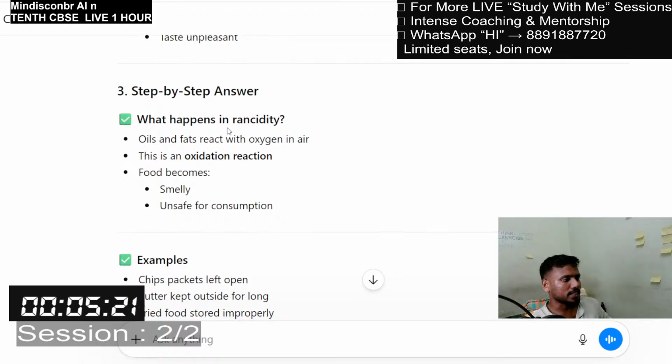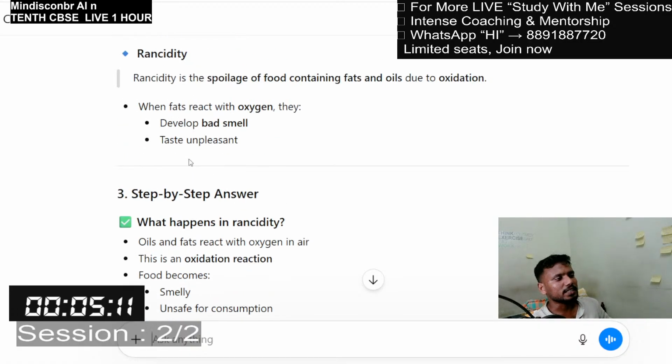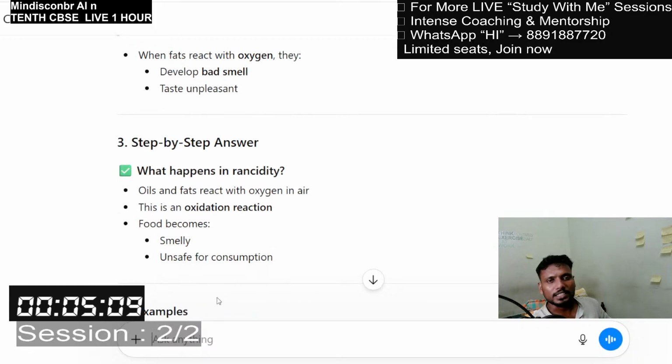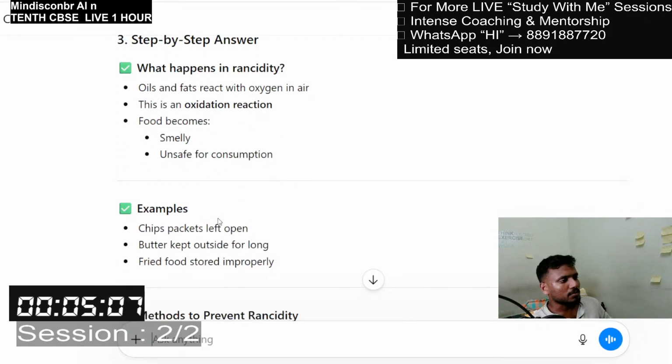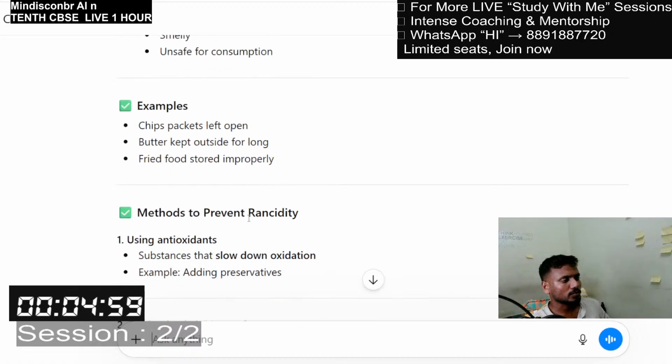What happens in rancidity? Oils and fats react with oxygen in air. This is an oxidation reaction. Food becomes smelly and unsafe for consumption. That is, a bad smell, an unpleasant taste, and it is also unsafe for consumption. Examples are chips packets left open, butter kept outside for long, fried food stored improperly. All of that gets rancidity.